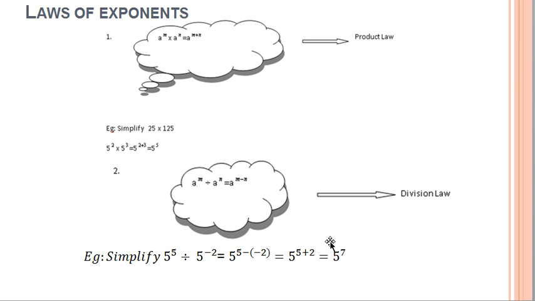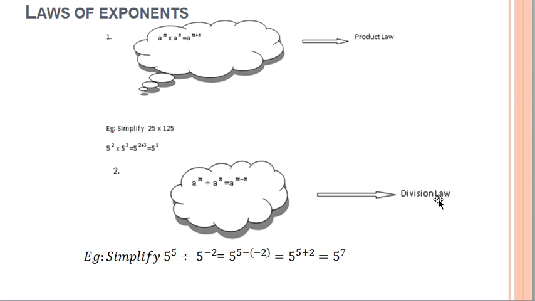Now let us understand the various laws that we use to simplify questions. The first law is called the product law. So if the bases are the same, then we can add the powers. It can only be used for multiplication. So a to the power m into a to the power n is a to the power of m plus n. For example, if I take 25 into 125, 25 is 5 to the power 2 into 5 to the power 3, that is 5 to the power of 2 plus 3, that is 5 to the power of 5.